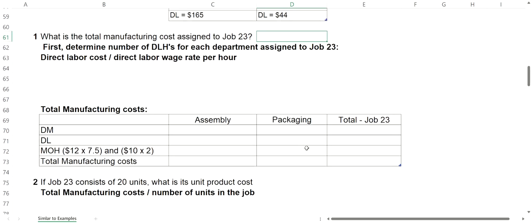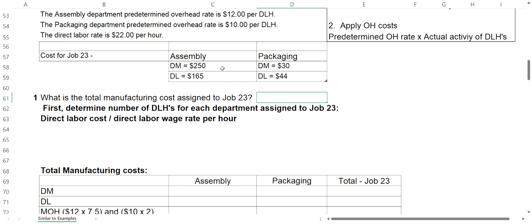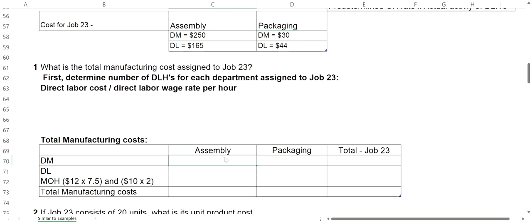So let's go ahead and go down here and fill in the information that we know. We know materials are $250 and $30. So I will fill that in, $250 and $30. If we add it together, that gives us $280. We know labor is $165 and $44, so I'll fill that in. And 165 plus 44 is 209.